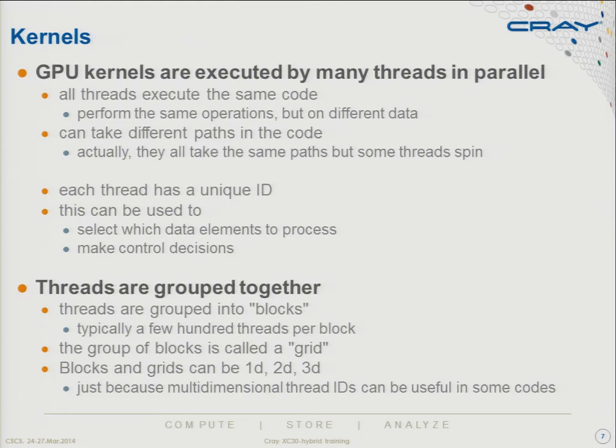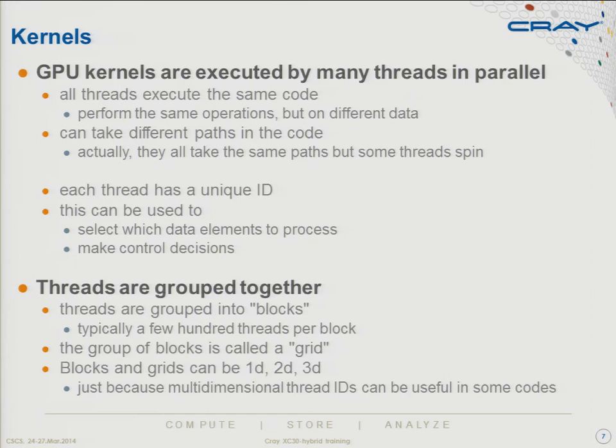Each thread has access to a unique ID, especially if you're writing in CUDA. And this is how you make the decisions about which data element to process. When your thread executes on an Nvidia GPU, you have all these threads to execute. The threads are actually grouped up into blocks, a logical grouping. And typically, there are a few hundred threads in a block. And then you've got multiple blocks that make up all of your thread team, and this is called a grid of blocks of threads.